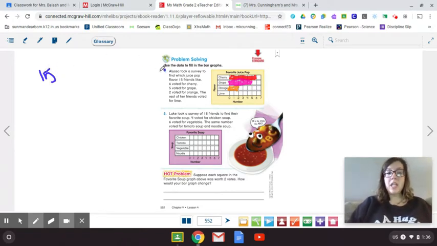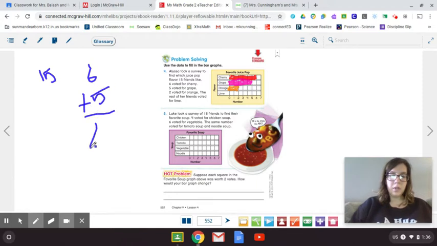Okay. So we need to add 6 plus 5 plus 2 to figure out how many people she surveyed so far. How many people we know what they like. So let's do 6 plus 5 first. That's 11. Sorry guys. And then 11 plus 2 is 13. Okay, so we know what 13 people liked.